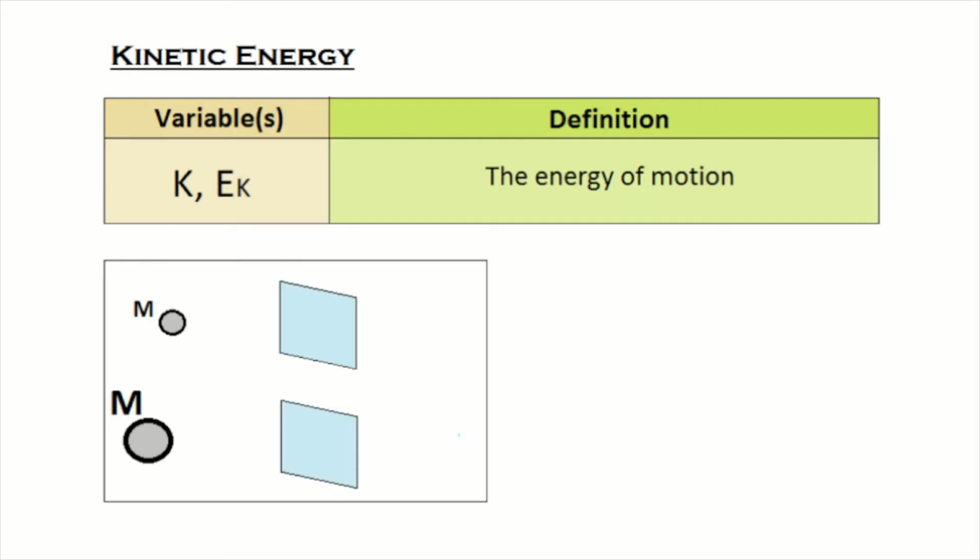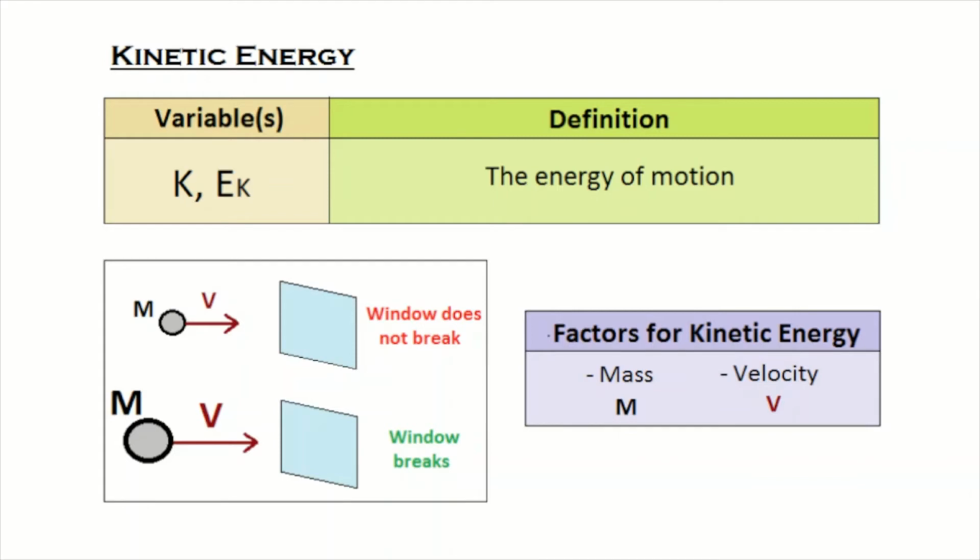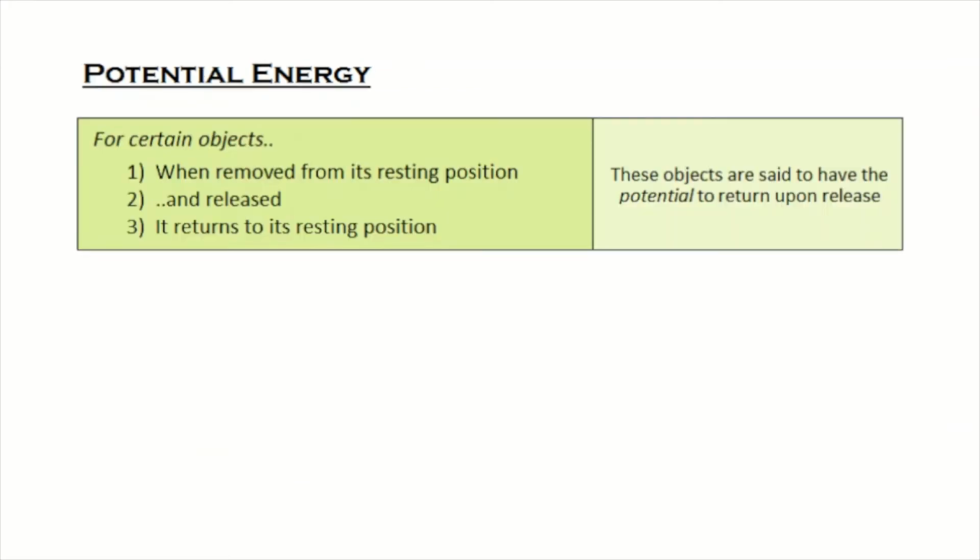First thing we can change is the mass of the ball. A larger ball will have a better chance of breaking the window, and also we would want it traveling faster through the air. So with a small mass and small velocity, the window doesn't break. With a bigger mass and a larger velocity, we'd have a better chance. So know that the factors for determining kinetic energy will be the mass of the object and the velocity it moves with.